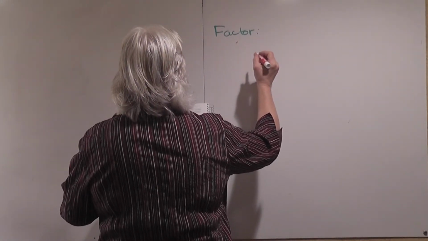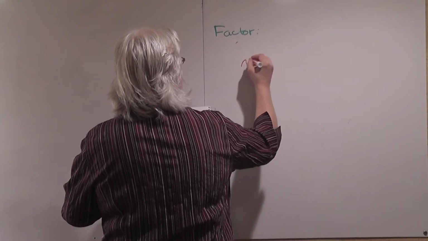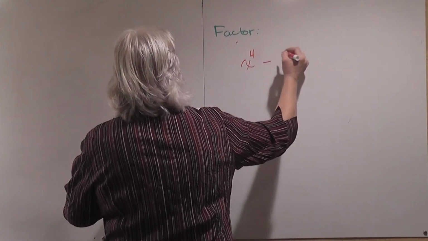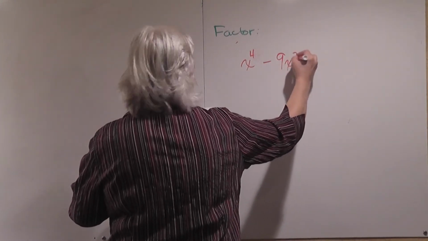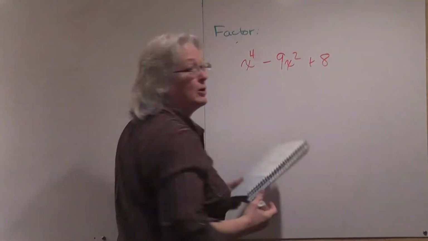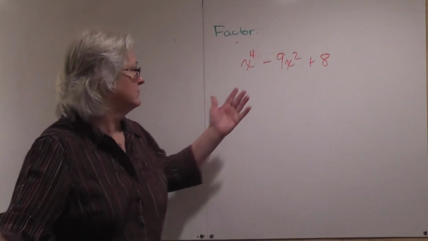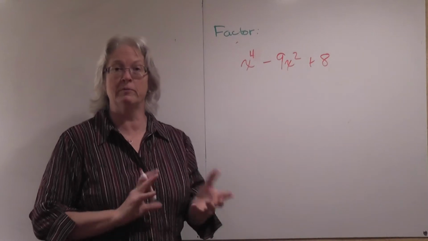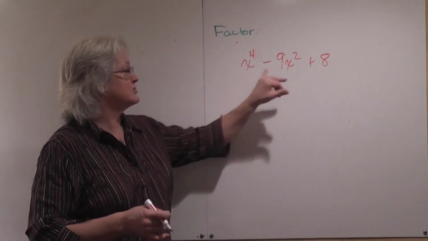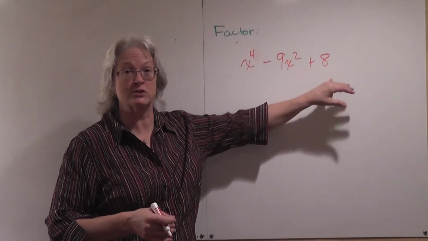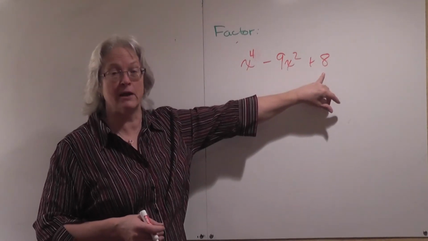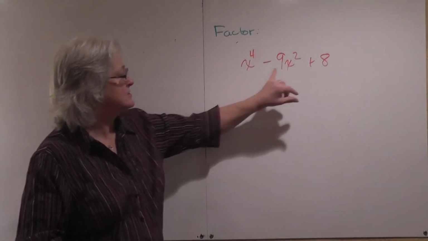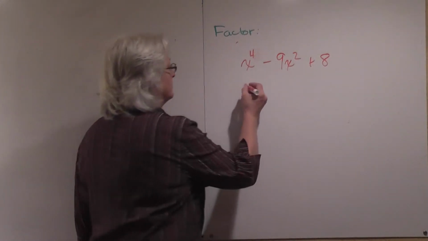We have x to the fourth minus 9x squared plus 8. Okay? Obviously not the difference of two squares. It's not a perfect square trinomial. You remember that for a perfect square trinomial, the first term and the last term both have to be perfect squares. 4 plus 4 is 8, but 8 is not a perfect square. So we're going to have to factor this polynomial by trial and error.